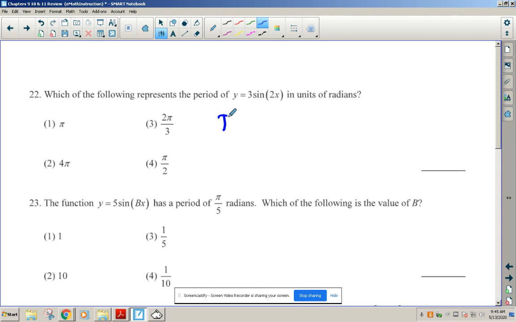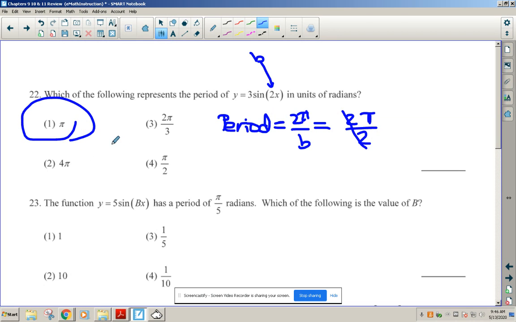Period, by a formula, period equals 2 pi divided by the frequency. Here's the frequency. Here's my B. So this would be 2 pi divided by 2. And the 2's would cancel, and that would give me pi, choice 1.